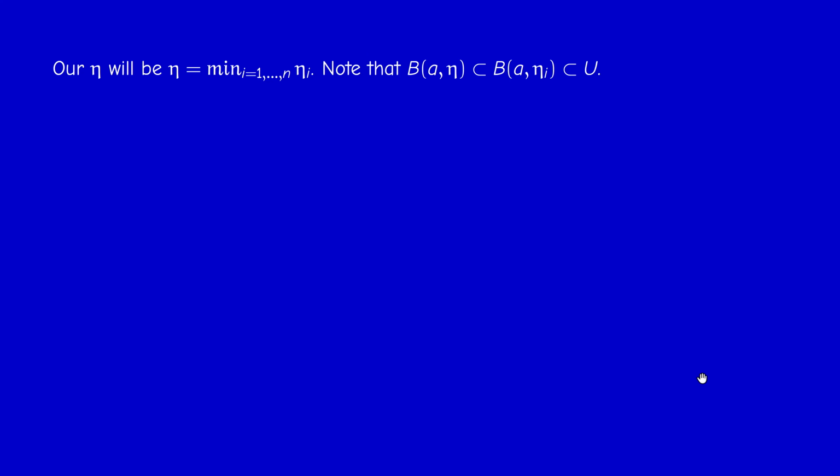So if eta is less than or equal to all the eta_i's, then the ball of center A and radius eta is contained in the ball of center A and radius eta_i for every i, and this is contained in U by construction. Now we are going to work locally near A, in the ball of center A and radius eta, which is a ball in the product of the E_i. We fix an arbitrary point x in this ball. So the distance between x and A is less than eta, so it's less than eta_i for every i.